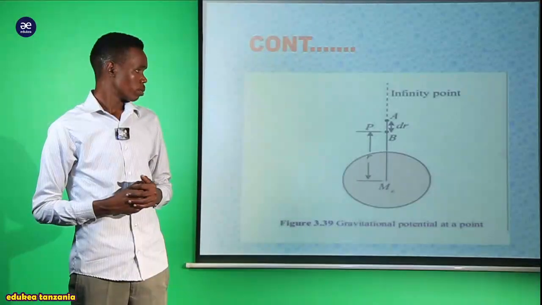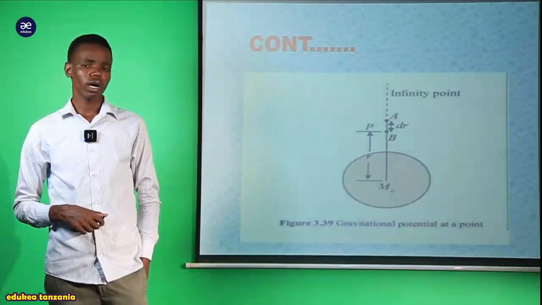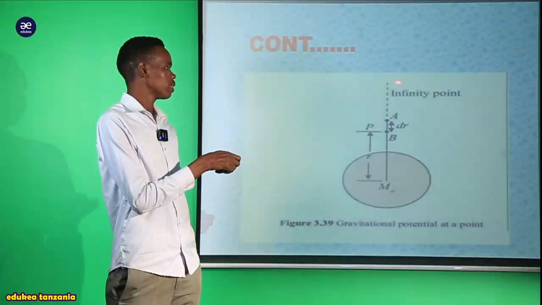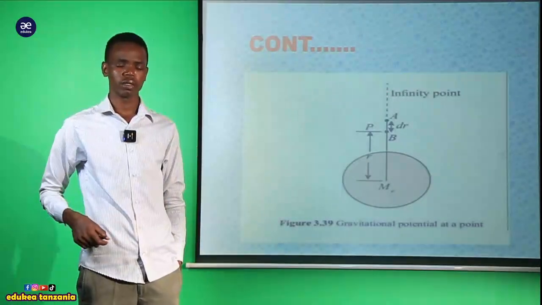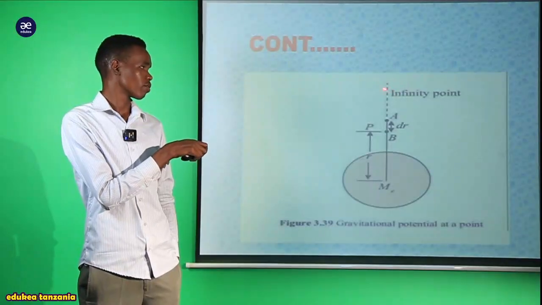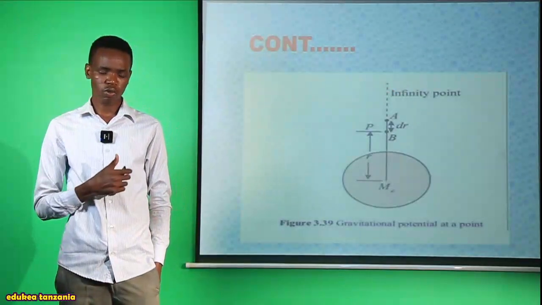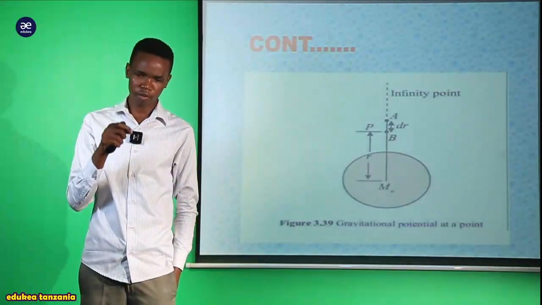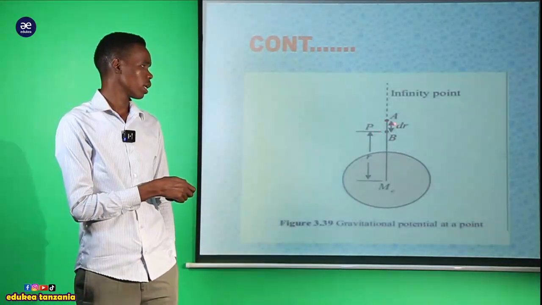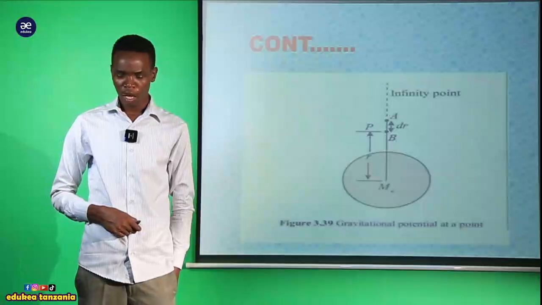As we try to observe here, initially the body was placed at the infinity point, the unknown point. But we tried to remove that body from infinity up to a certain point A, as we see there.